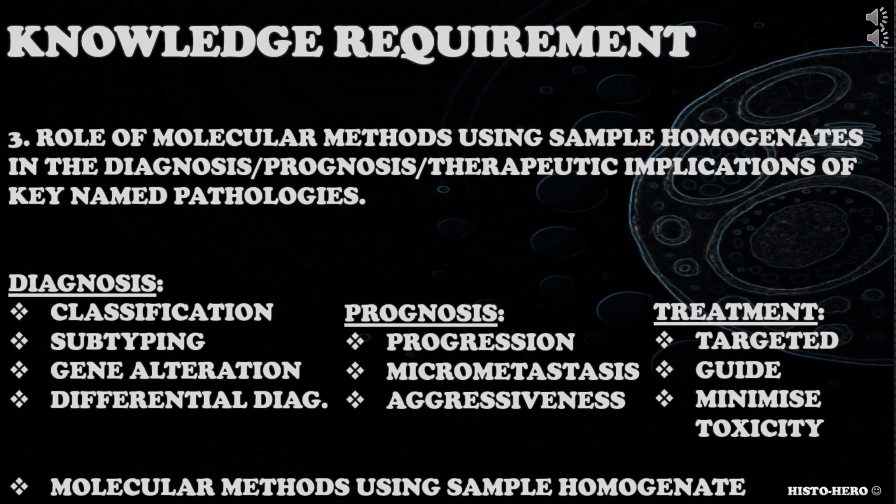When addressing this knowledge requirement, candidates should consider various molecular methods that use sample homogenate, the role in classification and subtyping diseases, detection of genetic alterations, differential diagnosis of ambiguous tumors, detecting unknown primaries, the role in prognosis like estimating progression and aggressiveness of disease, detecting micrometastasis, the role in treatment and guiding personalized or targeted therapy, minimizing toxicity from drugs.